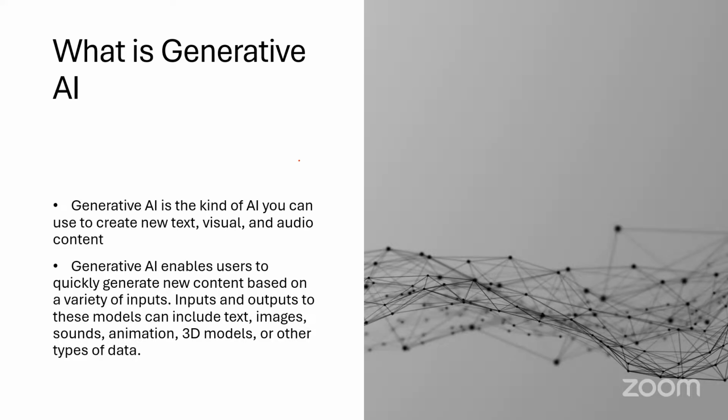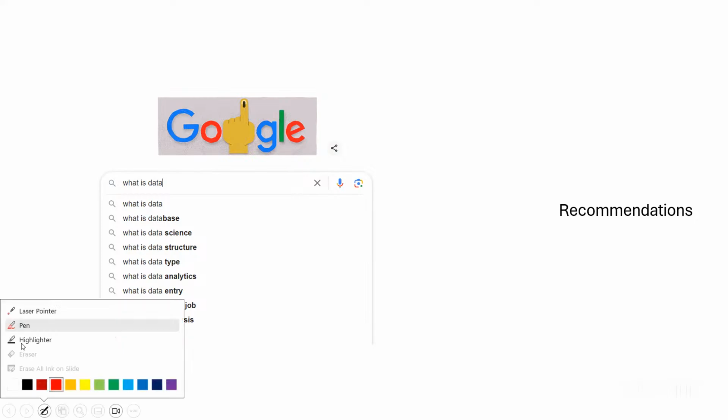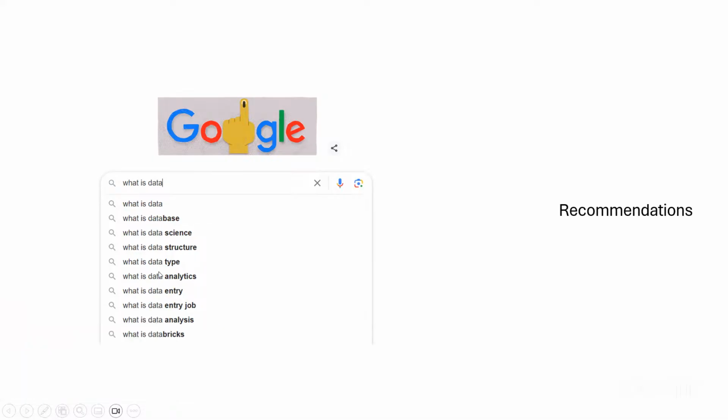Okay, don't worry. Let's go to the topic. First, all these things, how AI is being generated, everything came out because of recommendations. Right? So here, I open Google. What is data? I'm trying to enter the data. See how it gives the recommendations. It is recommending a lot of things: data, database, data science, data structure. This is one of the best examples of the recommendation engine.